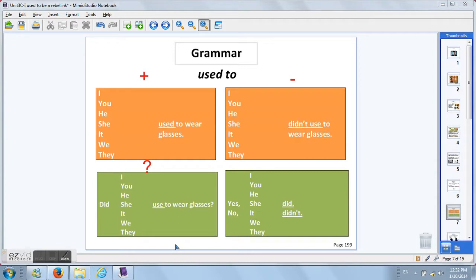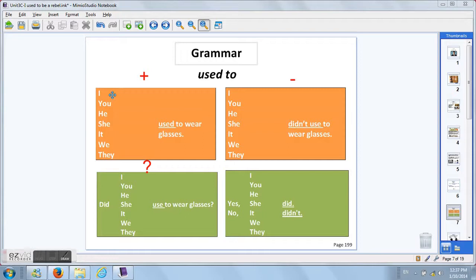Let's look at the form for used to. She used to wear glasses, positive. Negative, we use didn't. She didn't used to wear glasses. And for questions, we use did. Did she used to wear glasses? Yes, she did. Or the negative, no, she didn't.